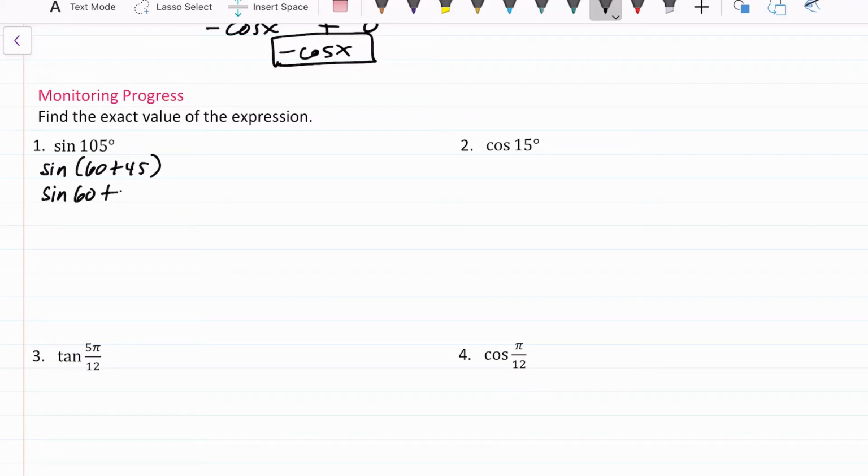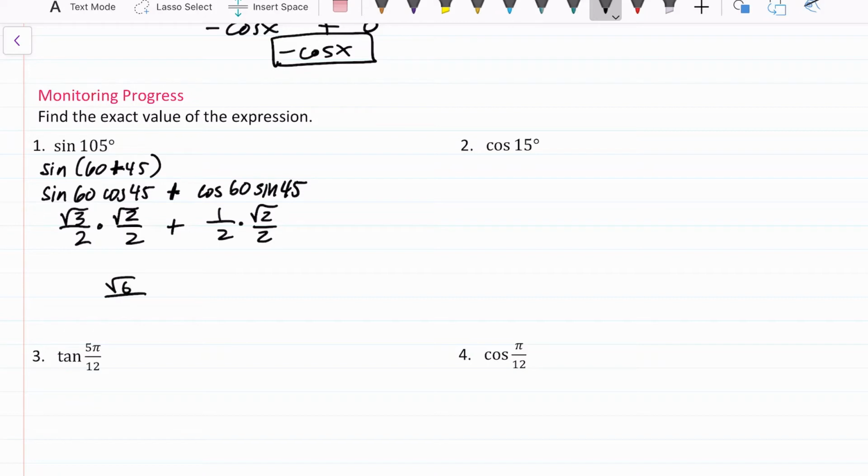Sine of 60, that's the wrong formula. Sine of 60, cosine of 45, plus cosine of 60, sine of 45. You need to make sure you use the right formula. So for sine, it's sine cosine plus cosine sine, as long as that's a plus. These two will match up. So the sine of 60 on the unit circle, and then cosine of 60 is 1/2. If you multiply these together, radical 6/4 plus radical 2/4.